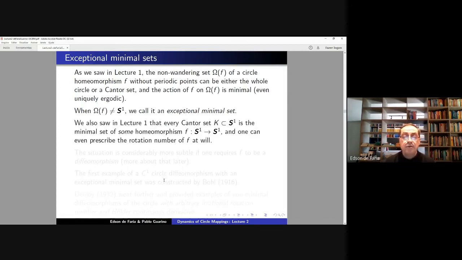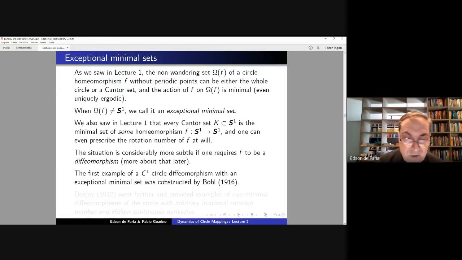Pablo also mentioned in lecture number 1 that every Cantor set on the circle can be realized as the minimal set of a homeomorphism. And you can even choose the rotation number to be any irrational that you like. So what happens for diffeomorphisms? Well, the situation is a bit more subtle here. It's considerably more subtle, in fact, if you require f to be a diffeomorphism, okay? There are, in fact, even still open problems regarding this situation.